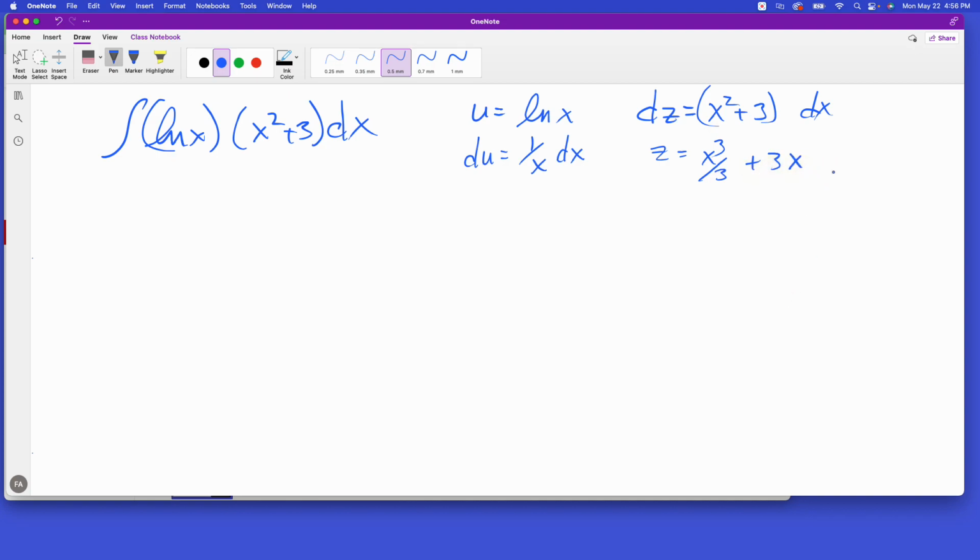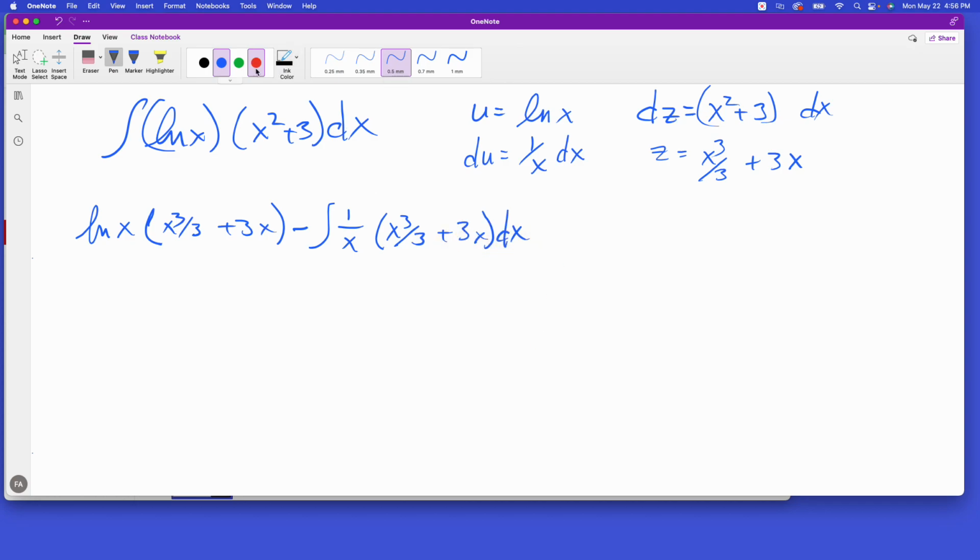All right, now notice I'm not putting the plus c here, okay? Because we're going to do an integration later on, and we're just going to have another constant we're adding on there. So we don't want to introduce new pieces just yet. So I do my uv, so that gives me ln of x times x cubed over 3 plus 3x, and then minus the integration of 1 over x times x cubed over 3 plus 3x.